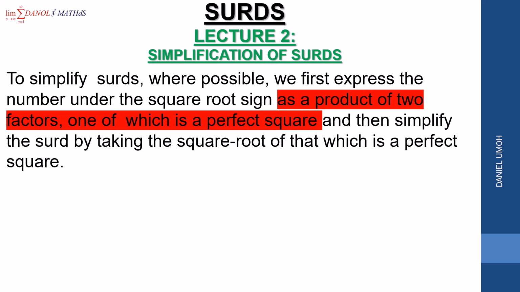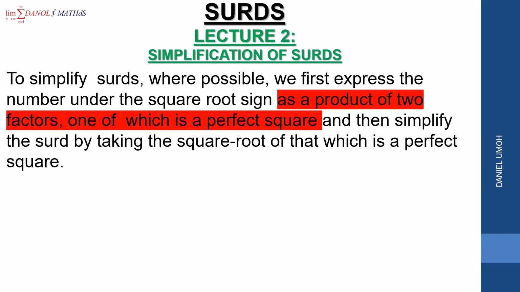We say to simplify surds where possible, because there are sometimes where it is not possible to simplify a surd. I want you to take note of this. So to simplify surds where possible, we first express the number under the square root sign as a product of two factors, one of which is a perfect square, and then we can simplify by taking the square root of that which is a perfect square.